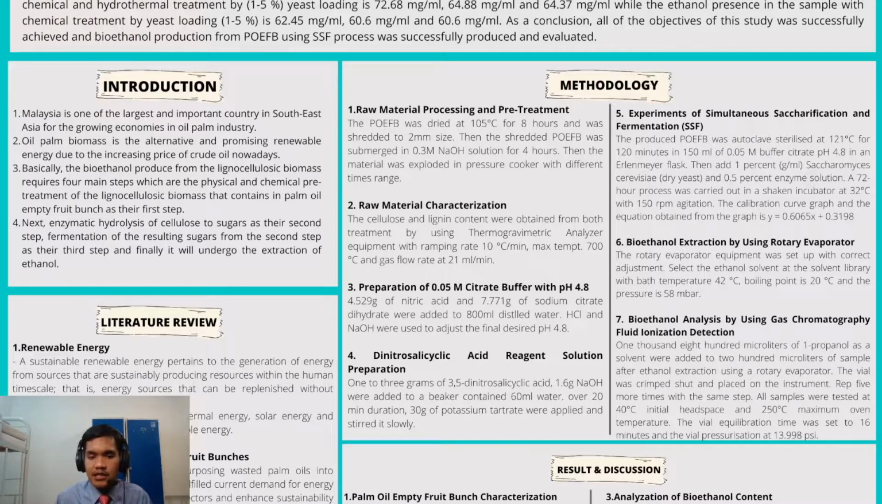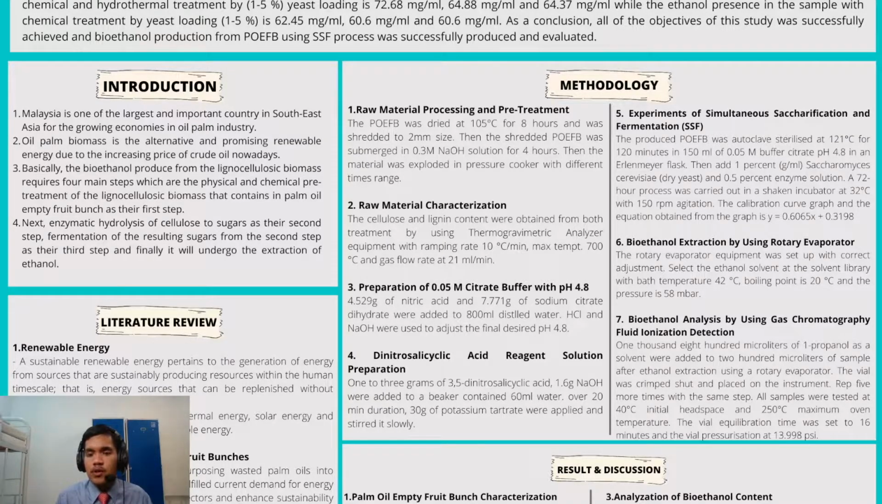Fourthly, dinitrosalicylic acid reagent solution preparation. 1 to 3 grams of 3,5-dinitrosalicylic acid and 1.6 grams of sodium hydroxide were added to a beaker containing 60 ml water. Over a 20 minute duration, 30 grams of potassium tartrate were added and stirred slowly.